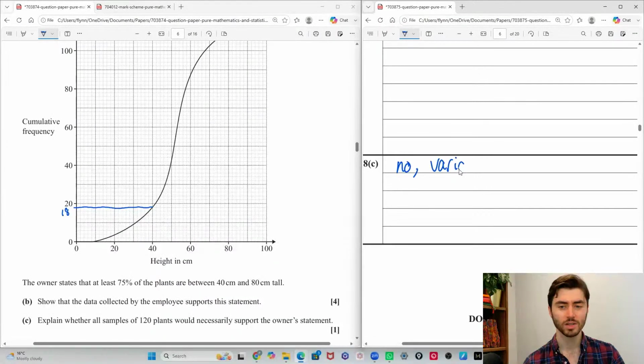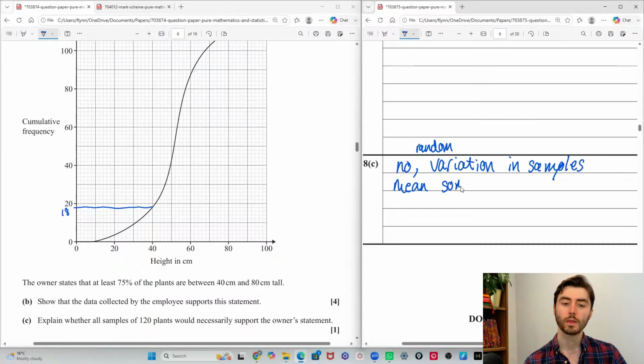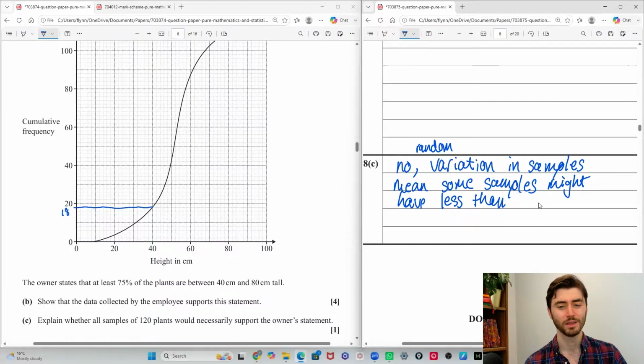I would just say variation in samples means some samples would have less than 75%. I doubt I'm going to pick up this mark. Again, the really annoying technical wording here. Or maybe I'll just say random variation as well. I mean that some samples might have less than 75%. I don't know. This is why I don't like stats, guys. This doesn't feel like proper math. You know what I mean? Like, I want to solve things.